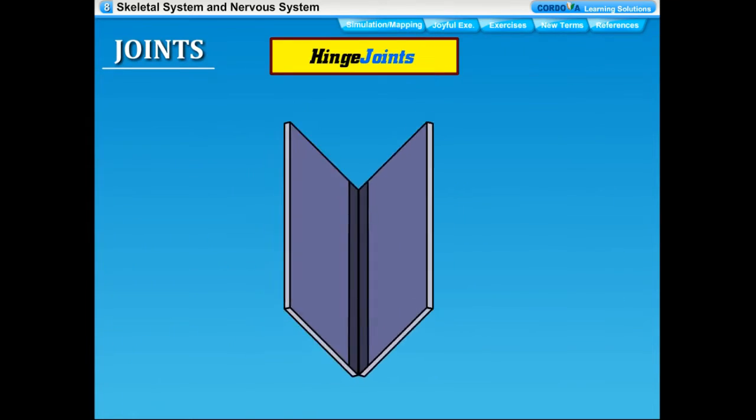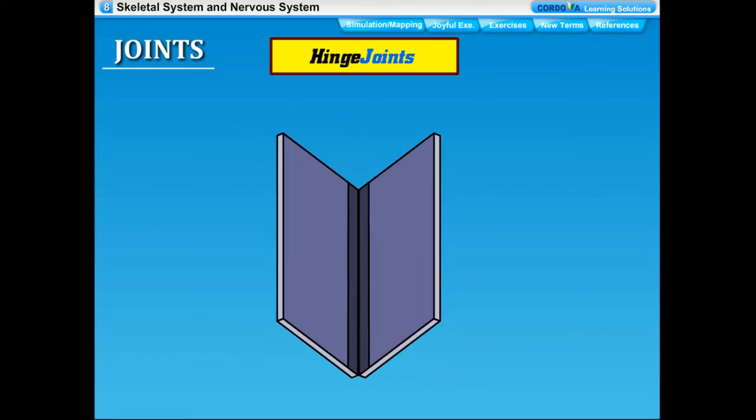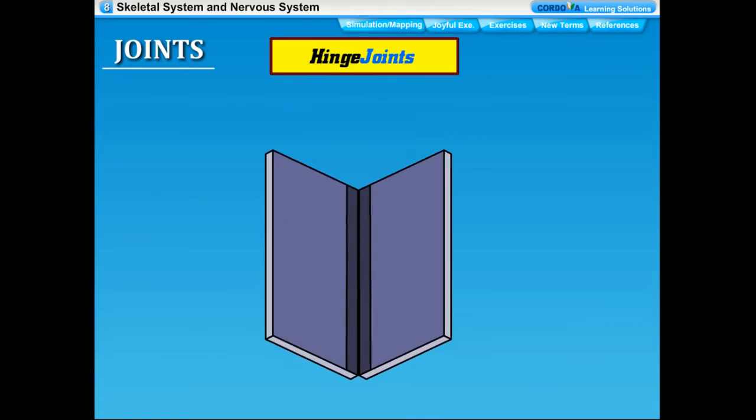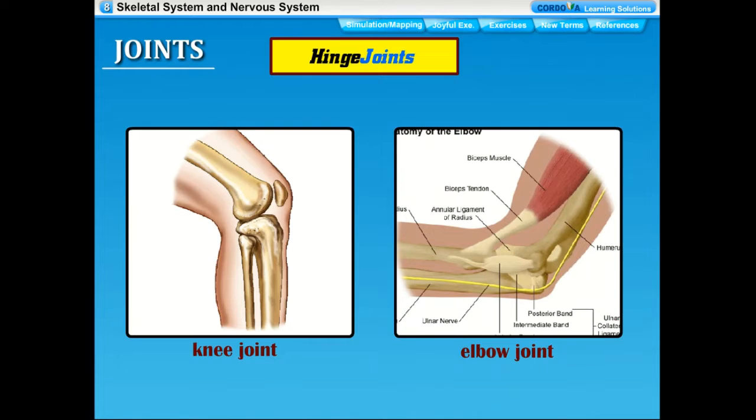Hinge joints. These joints are like the hinges of a door. They allow movement of the bones in one direction, that is either up or down. These joints are found in our elbows, fingers, knees and toes.